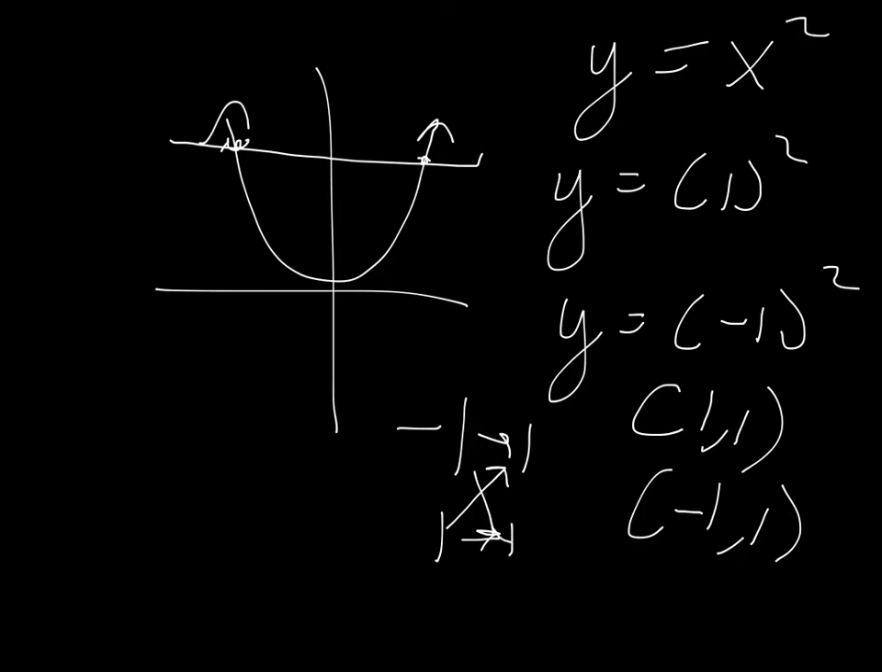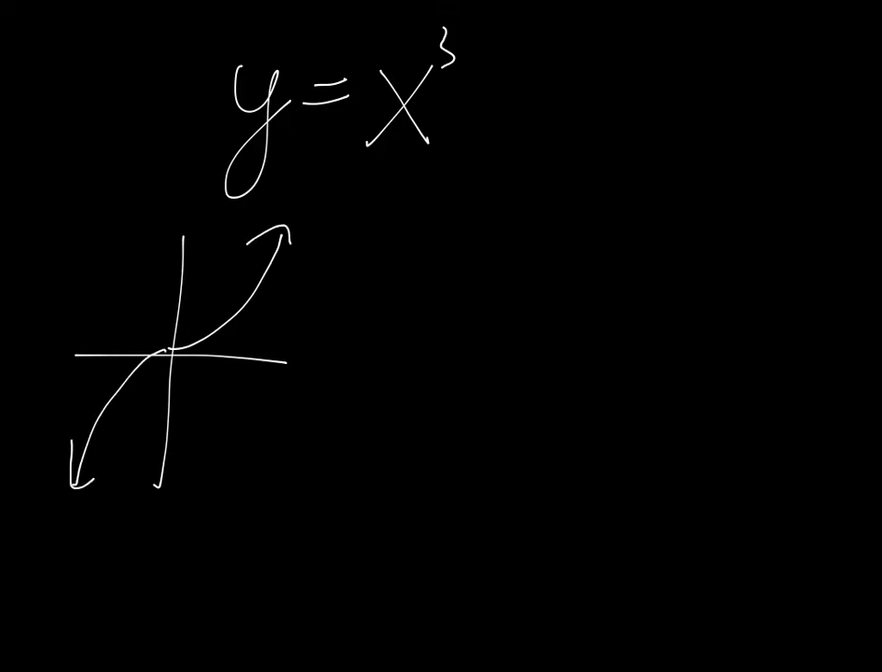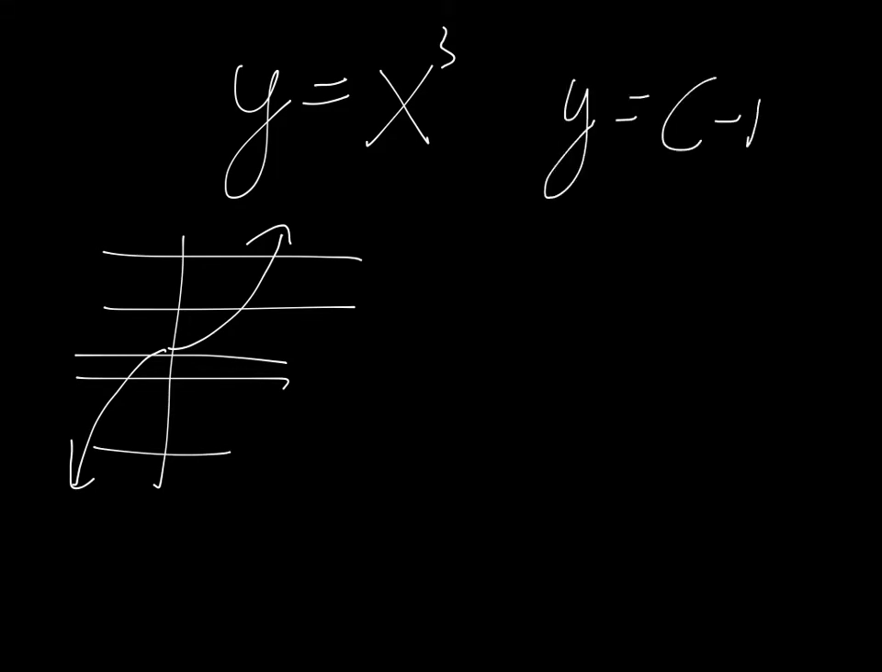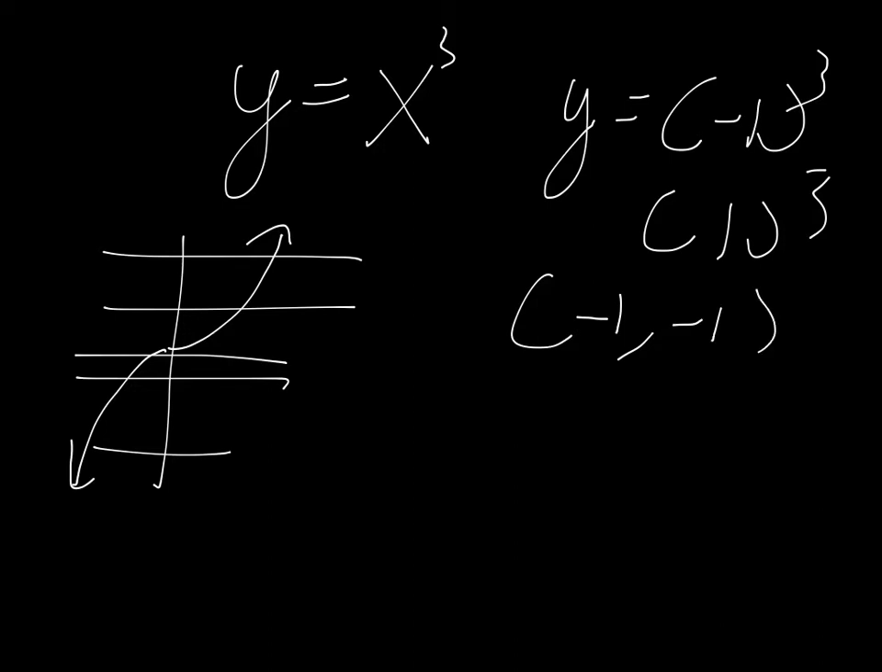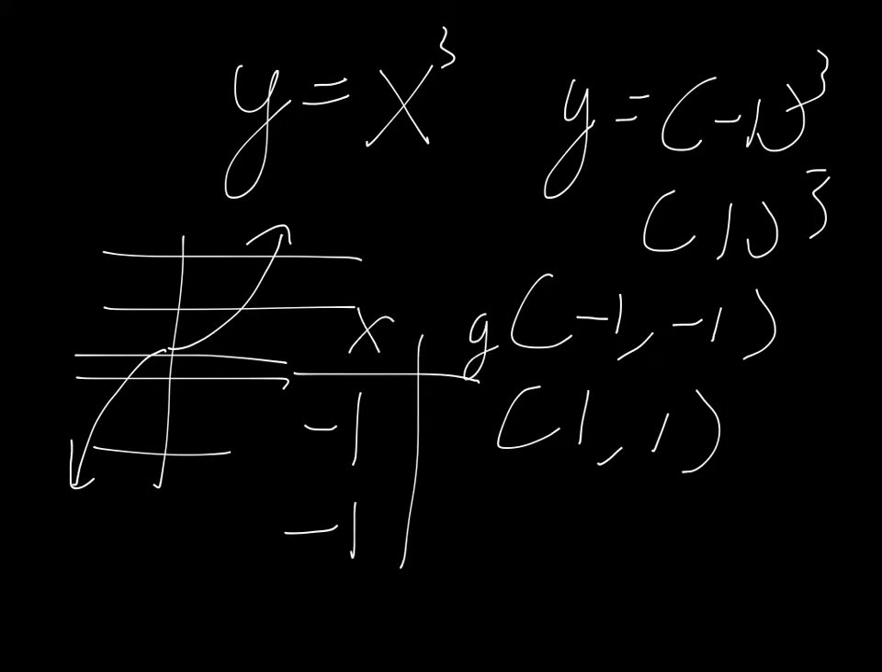However, if you take the function y equals x cubed, we can see graphically it's going to be both a function and a one-to-one function. And algebraically, if you plug in -1 cubed and 1 cubed, you're going to get -1, -1, and you're going to get 1, 1. You put it in an x-y chart. This has to go with this, this has to go with this. It's a one-to-one function.